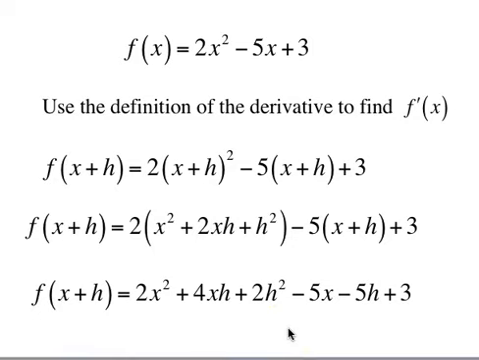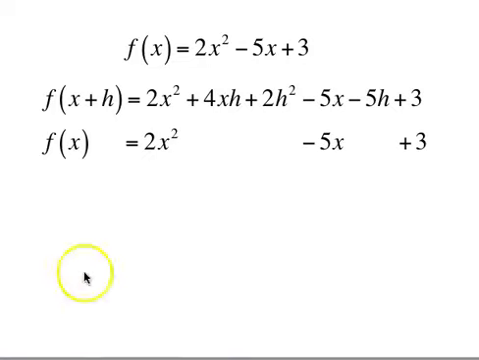Our rule requires the limit as h goes to 0 of f of x plus h minus f of x, all divided by h. So where do we go next? There was the f of x plus h we just had on the previous slide. And here's f of x, which we have up here, 2x squared minus 5x plus 3. If we subtract these, if we take f of x plus h minus f of x, the x squareds go away. Negative 5x minus negative 5x is 0. 3 minus 3 is 0. So if we subtract, all we're left with is 4xh plus 2h squared minus 5h.